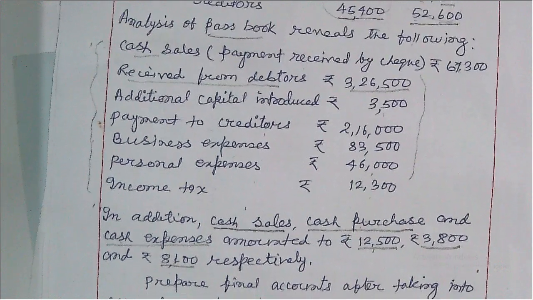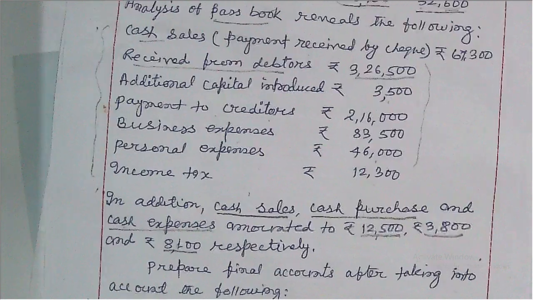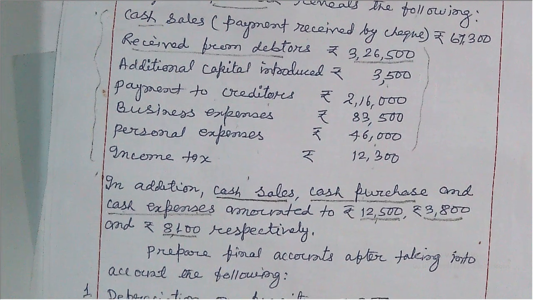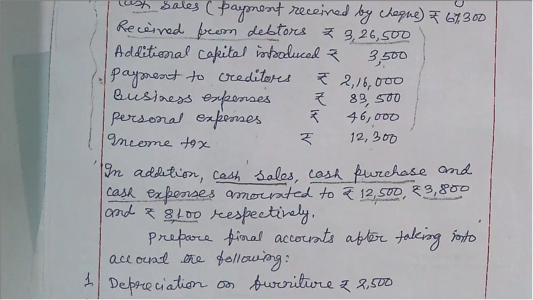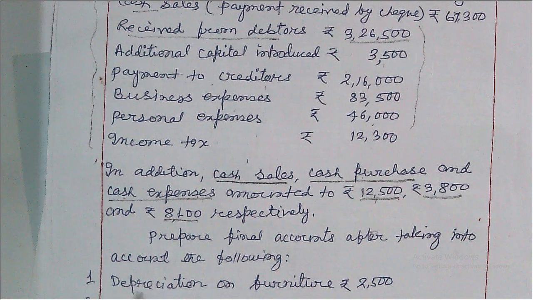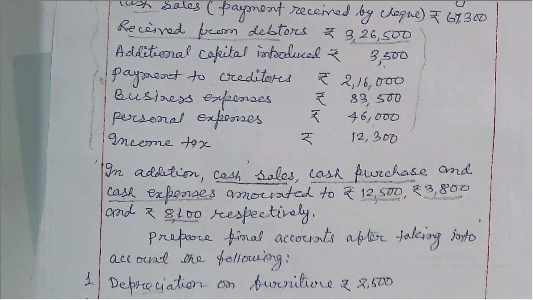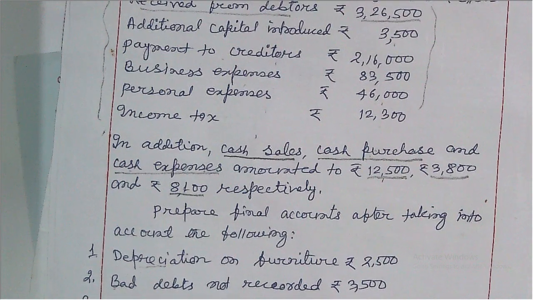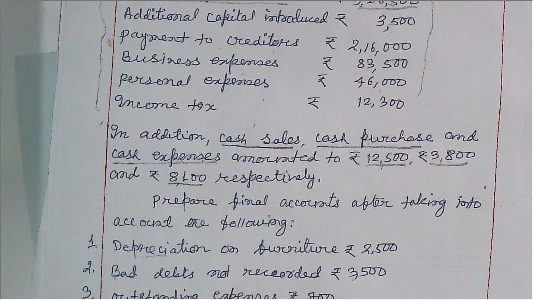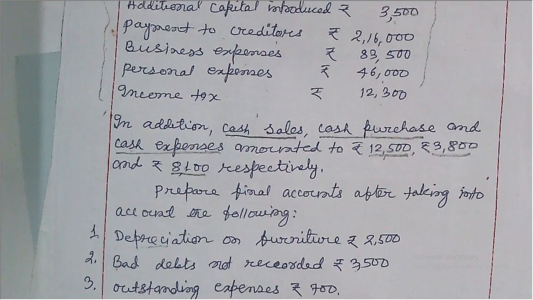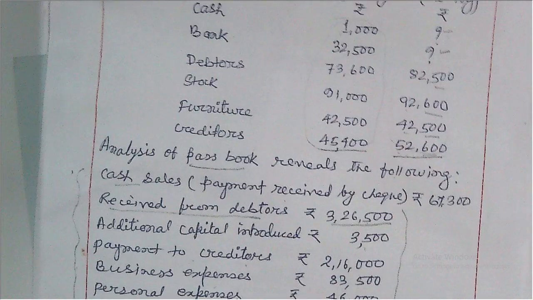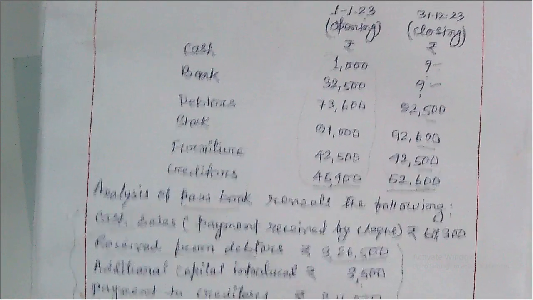And now what we have to do is prepare the final account, that is trading account, profit and loss account, and balance sheet, after taking into account the following adjustments. Depreciation on furniture is to be provided, rupees 2,500. Bad debts not recorded is to be provided, 3,500. One more adjustment is given, outstanding expenses rupees 700. So with this information we have to prepare the final account, consisting of trading account, profit and loss account, and balance sheet.